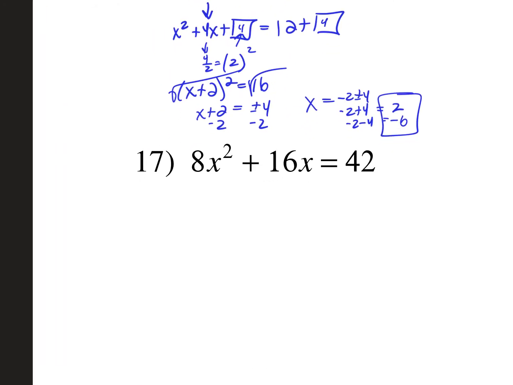Let's just move everything over just to look at it for a second. 8x squared plus 16x minus 42 equals 0. So we want our a term to be what? 1. What number do you see goes into all 3 of these? 8. Does 8? No, 2. 2 goes in.